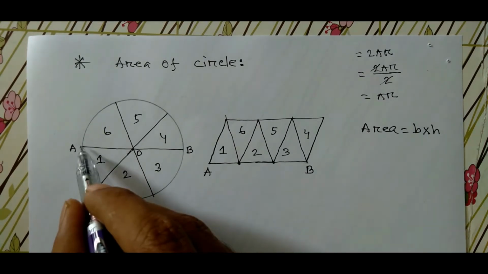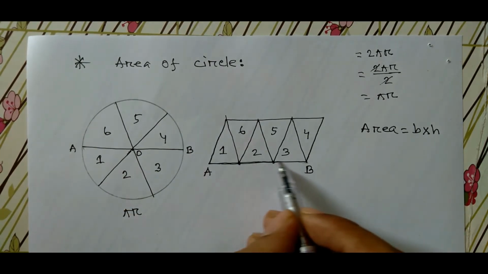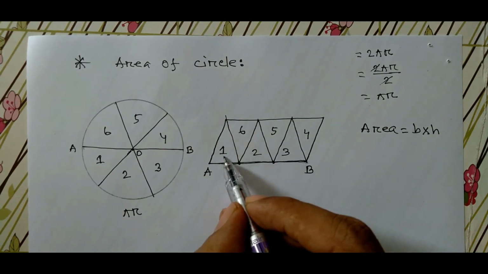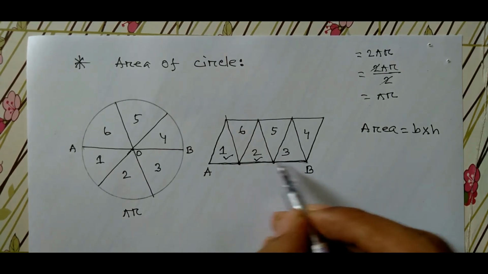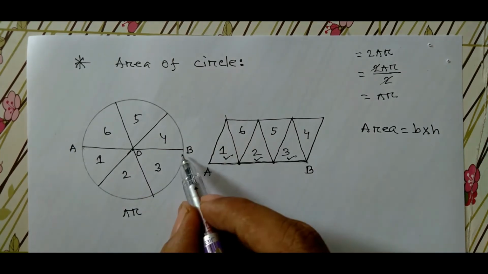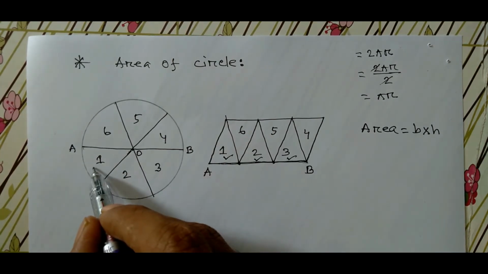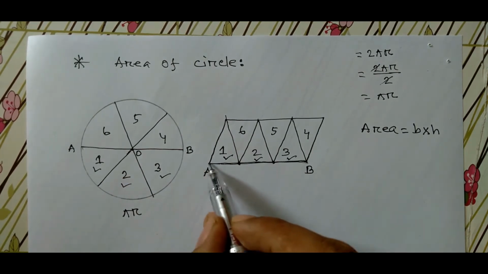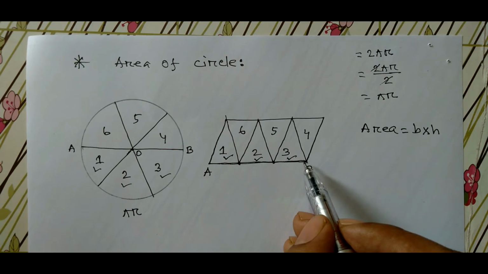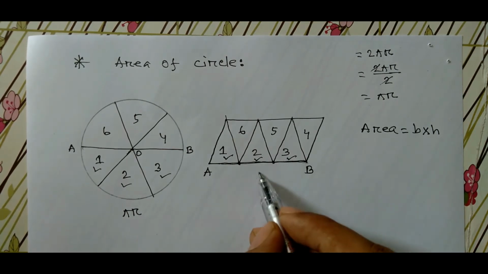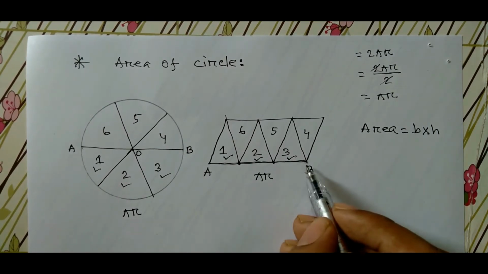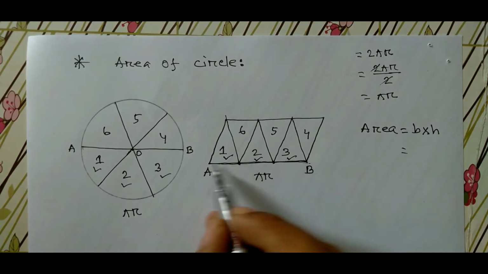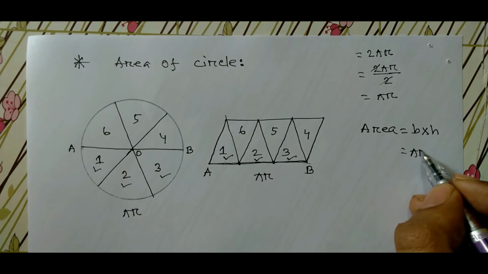Okay, and this AB portion and this AB portion are both equal, because this AB portion is constructed by the pieces 1, 2, 3, and this AB portion is also constructed by the pieces 1, 2, 3. So we can say that both AB portions are the same, so we can replace the value pi r by this AB portion. So what will be the value of base? The value of base AB will be pi r.